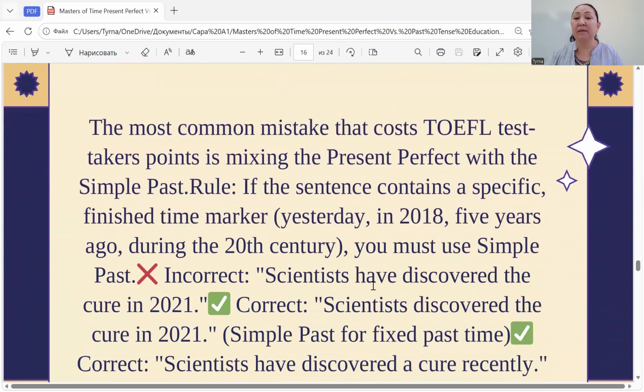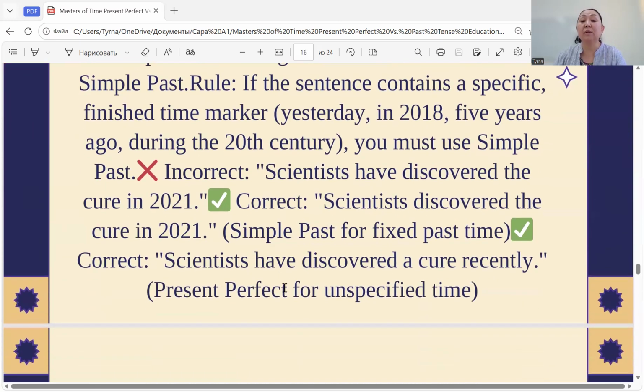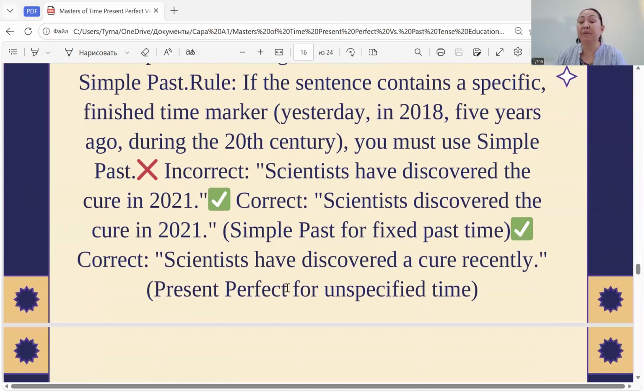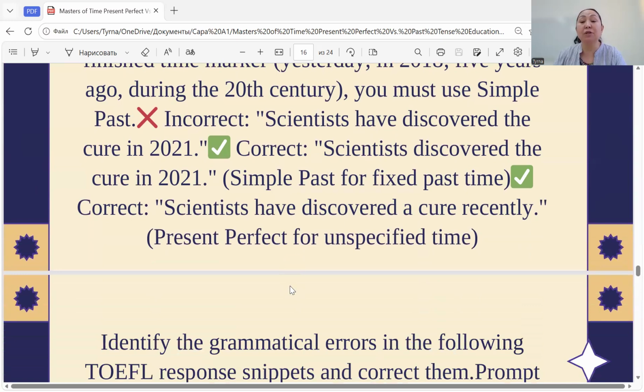The most common mistake that costs TOEFL test takers points is mixing the present perfect with the simple past. The rule: if the sentence contains a specific finished time marker, such as yesterday, in 2018, five years ago, or during the 20th century, you must use the simple past. Incorrect: Scientists have discovered the cure in 2021. Correct: Scientists discovered the cure in 2021. Simple past for fixed past time. Correct: Scientists have discovered a cure recently.